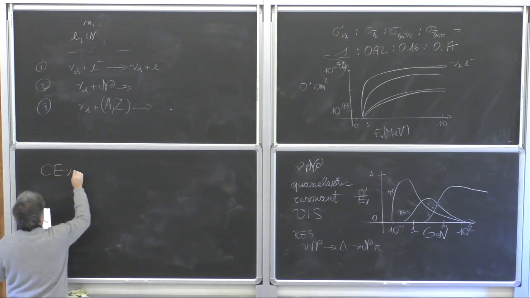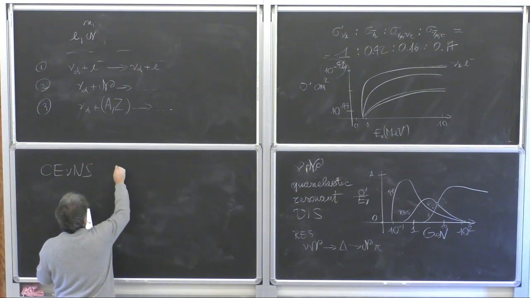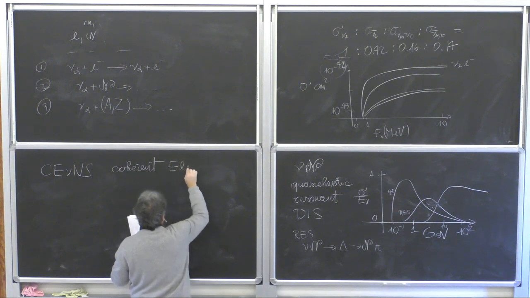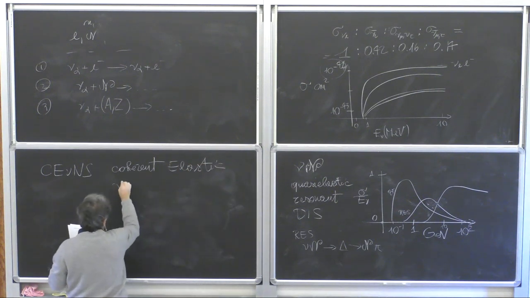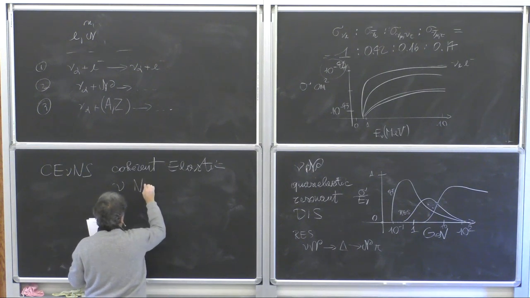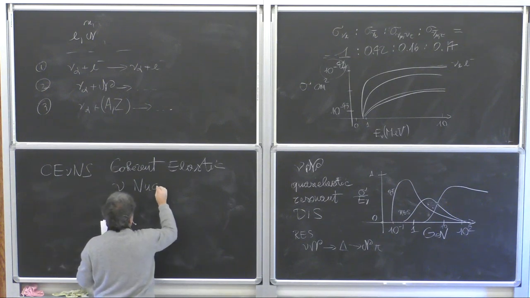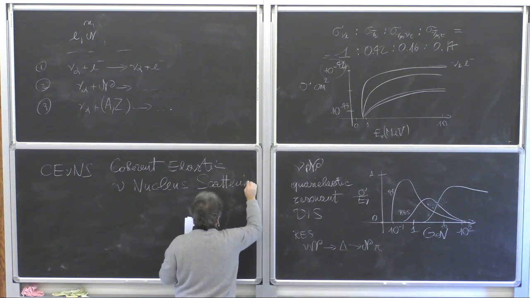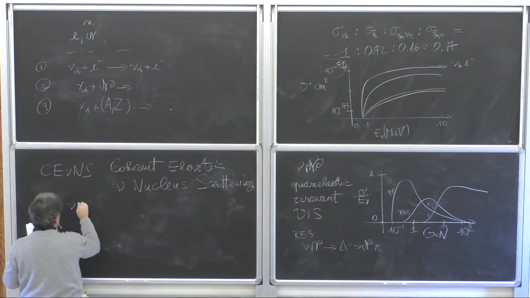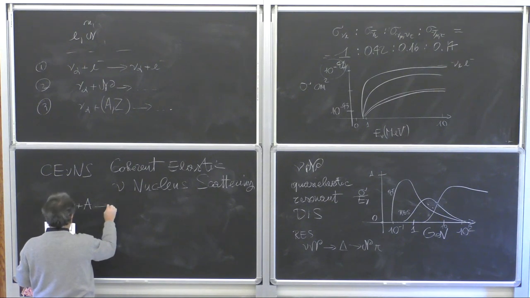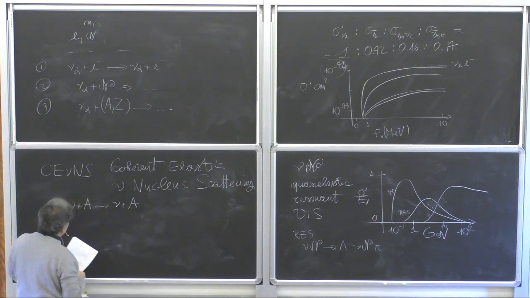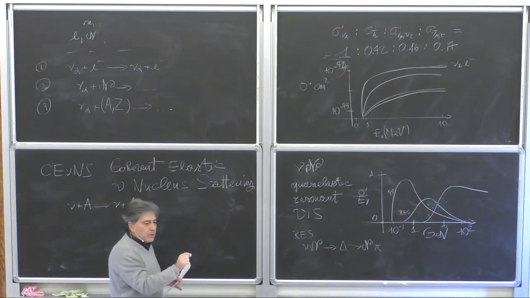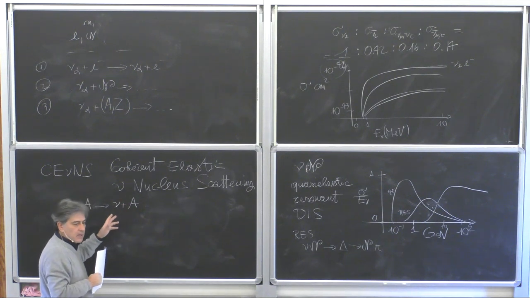coherent elastic neutrino-nucleus scattering. This is when you have a neutrino plus, let's say, nucleus going into neutrino plus nucleus. And you don't have an excited state of the nucleus in the final state, but just a small kick of the nucleus, okay, that acquires some small kinetic energy.